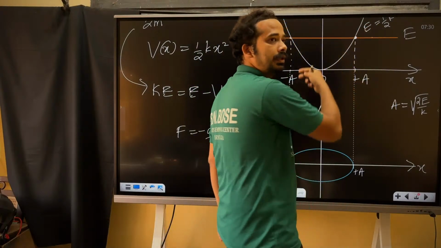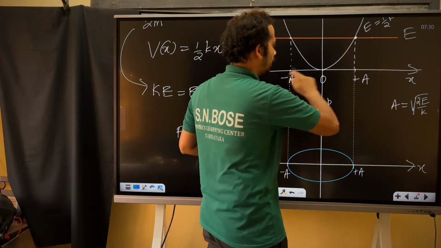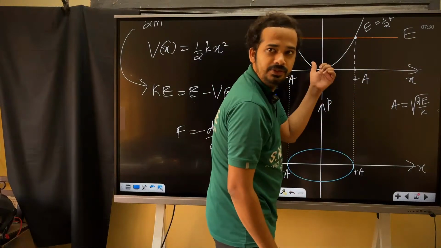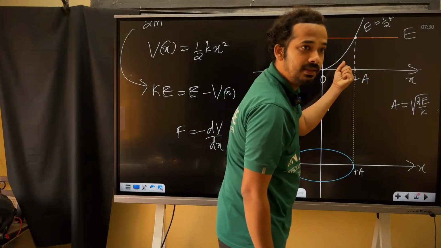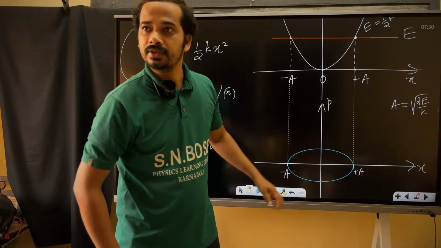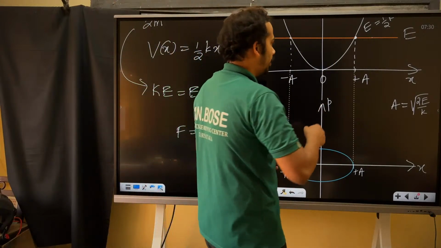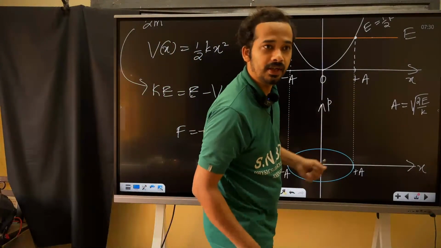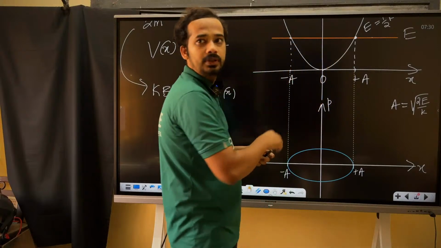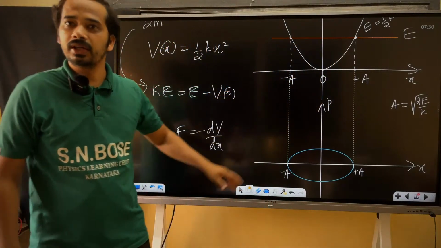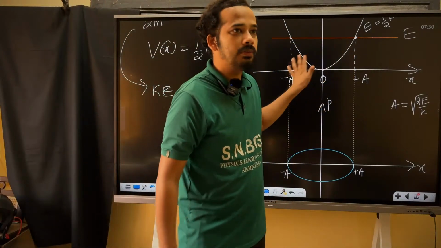It will start moving. When it comes to the mean position, what is dV by dx? 0. Force is 0, but it has already gained kinetic energy because of that inertia. It will keep on moving. It will go to the next extreme position. Am I right? This information is sufficient to talk about direction.